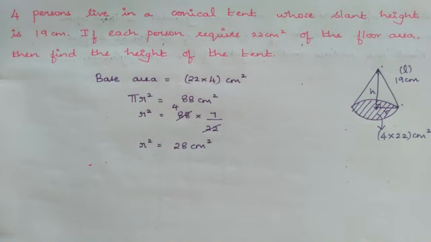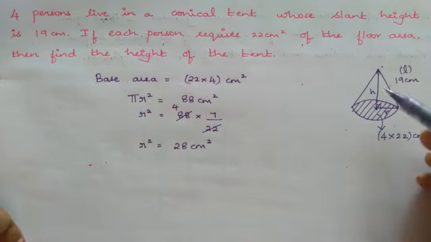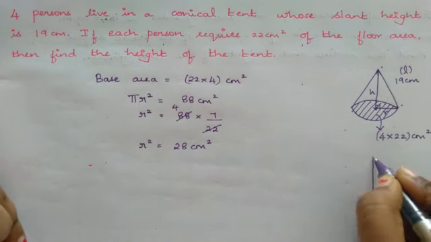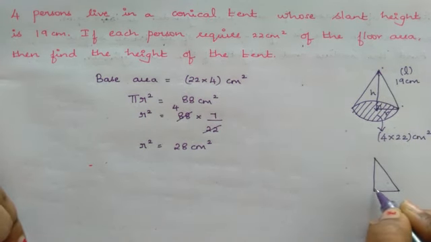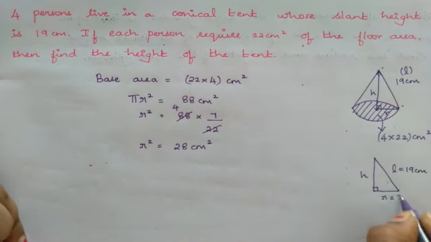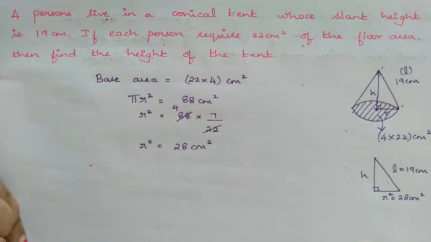Now what is the question actually? We need to identify the height of the conical tent. So this is the right angle triangle. This is the height of the cone. This is nothing but the slant height, which is 19 centimeter. This is the radius, whose square is 28 centimeter square. R square we are having.